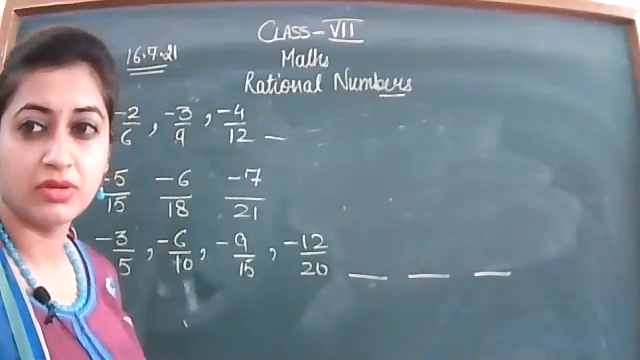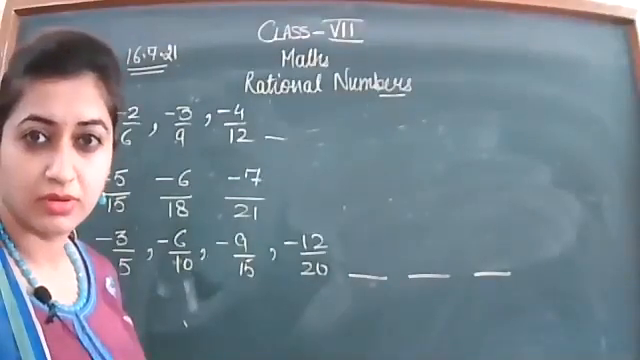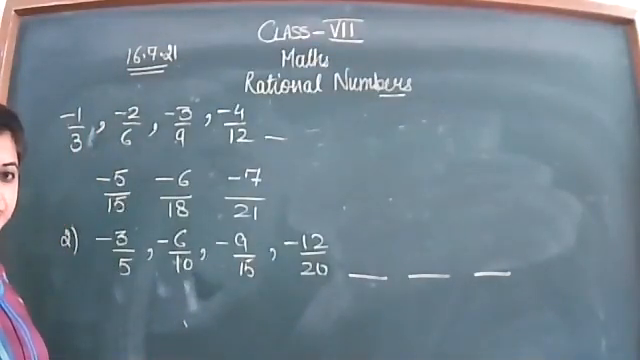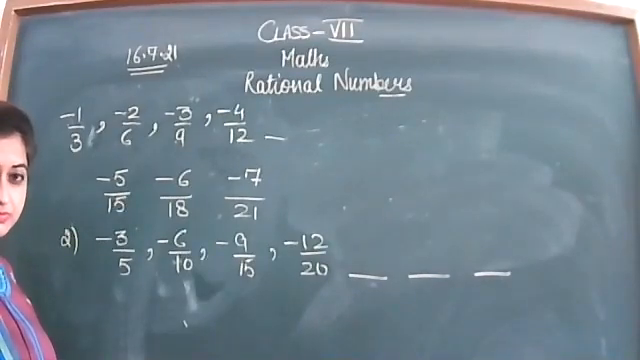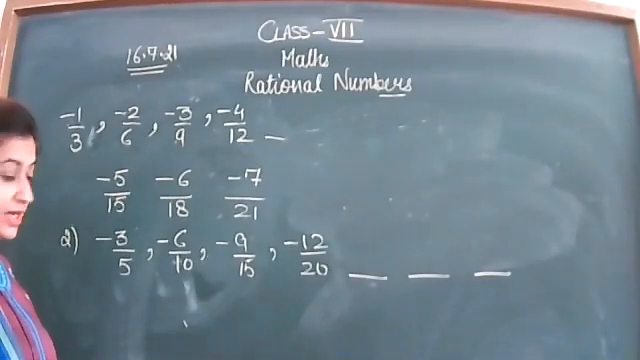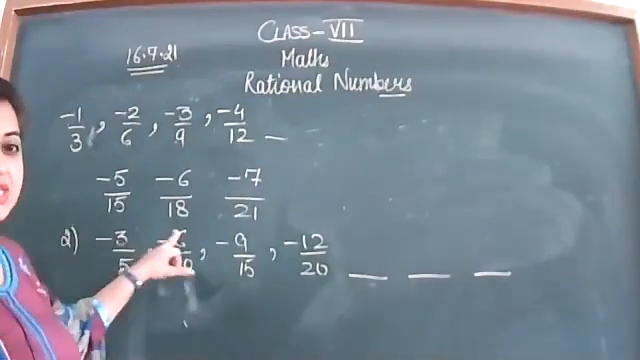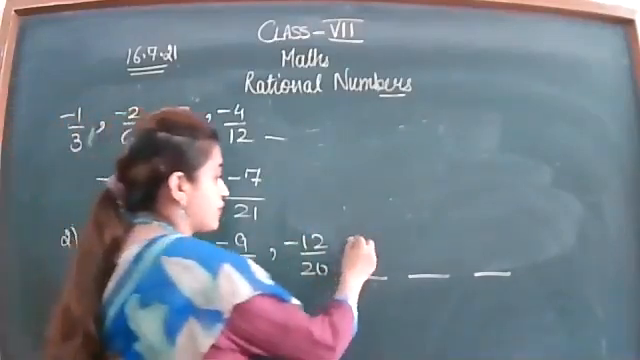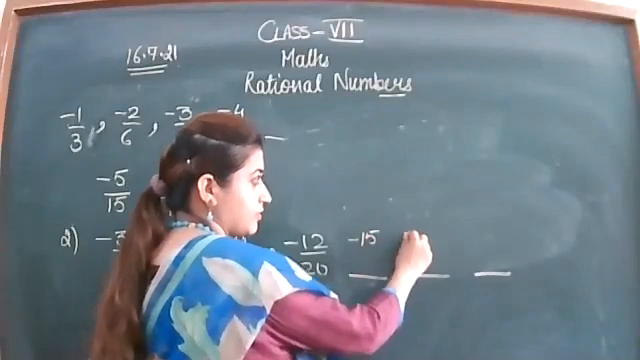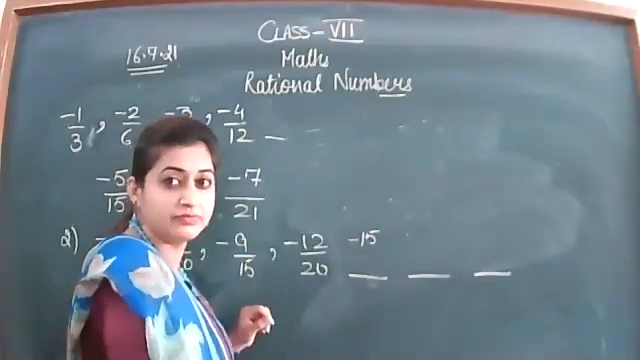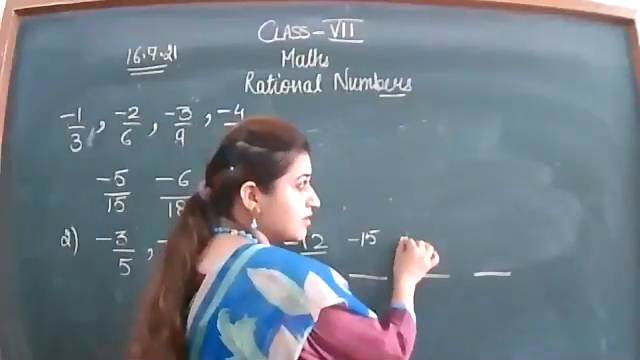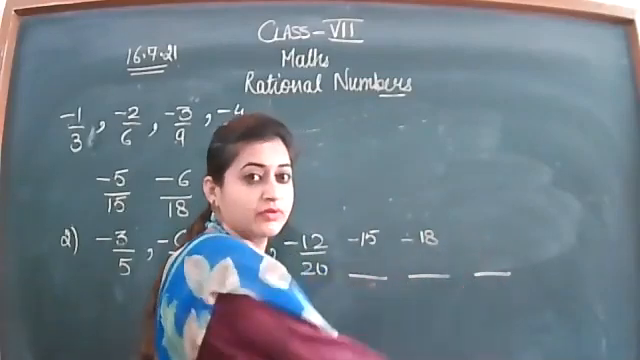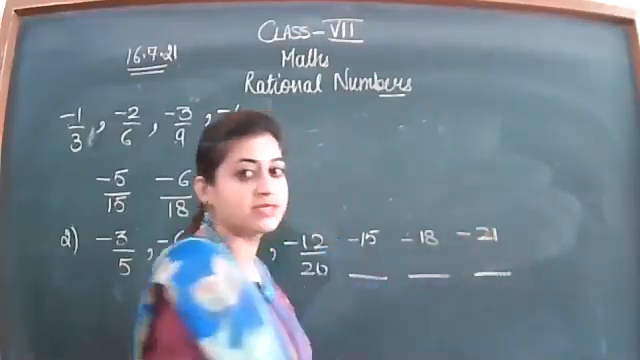Hargun? Yes, ma'am. Can you tell me the pattern? Ma'am, minus 15 by 25. 3 ones are 3, 3 twos are 6, 3 threes are 9, 3 fours are 12, 3 fives are 15. Minus 18. Minus 18, yes. Minus 21. Minus 21. Yes.